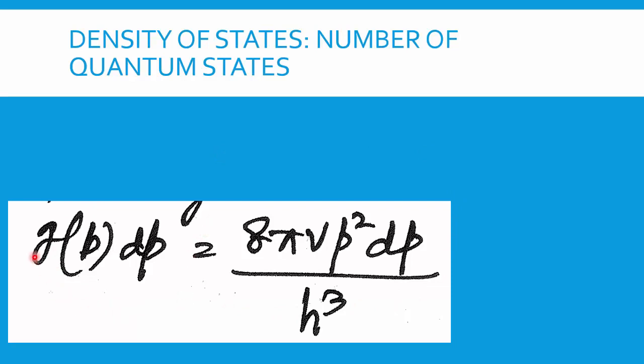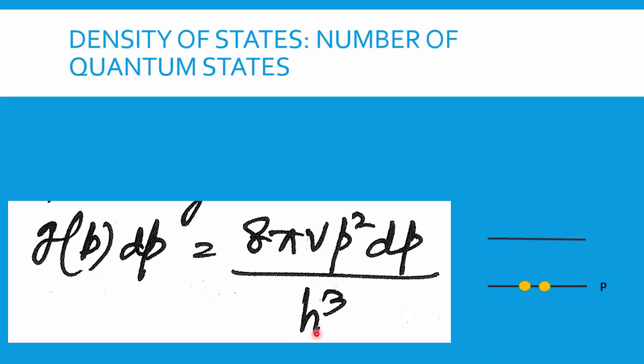Here G means number of quantum states. So what is this bracket P? P stands for momentum, and we don't say that G is multiplied with P, it is G as a function of P. What does it mean? It means that on the right hand side, as the momentum value changes, the number of quantum states changes. And 8 pi V, the volume, are constants, and h is Planck's constant, which is also constant.